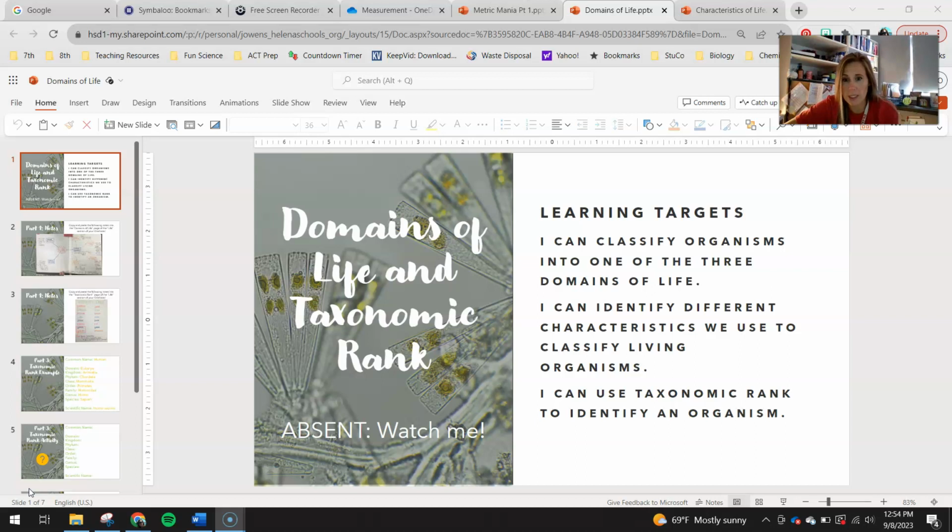So your learning targets for today: I can classify organisms into one of the three domains of life. So if I give you a bacteria, you can put it in the correct spot. If I give you an elephant, you know what domain it belongs in. I can identify different characteristics we use to classify living organisms. Again, this ponytails off of what we did yesterday with the card classification activity, and then other ways we classify organisms past what we did yesterday in class.